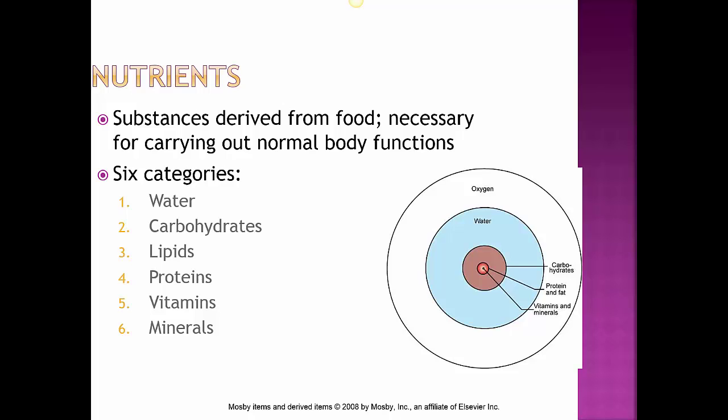Nutrients are substances derived from ingestion of food, air, water. Somehow or another they are brought into the body. And right here in this big circle, there are actually 7 main nutrients. The first is oxygen, which you inhale. But we're going to go over more of the ones that are ingested, and that's water, carbohydrates, lipids, proteins, vitamins, and minerals.